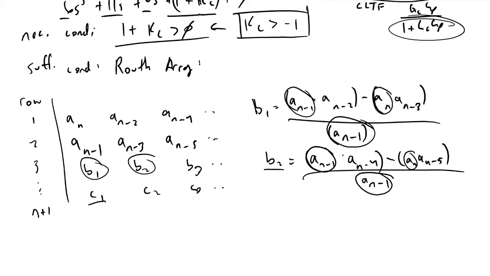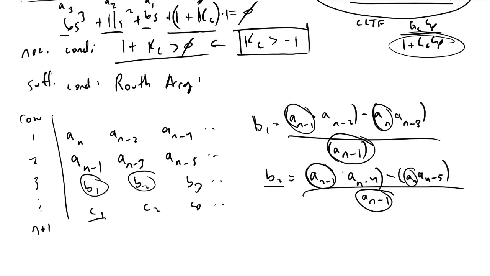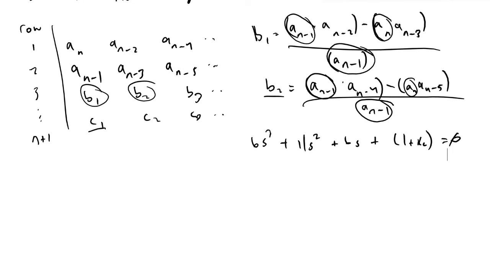And so to begin plugging in the numbers that we have from our example here, I'll rewrite it. We have 6s cubed plus 11s squared plus 6s plus 1 plus kc must equal 0. We're going to look at this equation. We're going to recognize that a3 is equal to 6, a2 must be equal to 11, a1 is equal to 6, and a naught is equal to 1 plus kc.